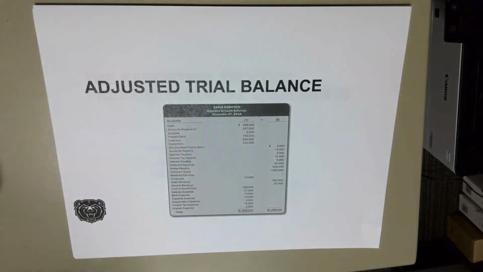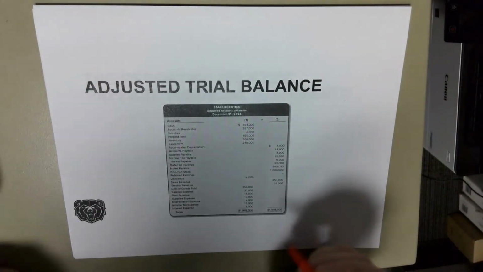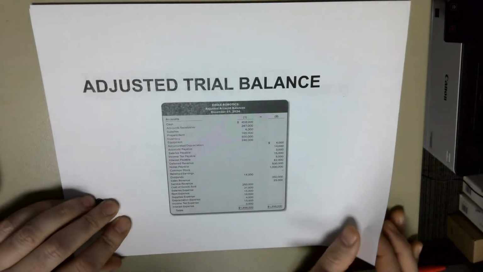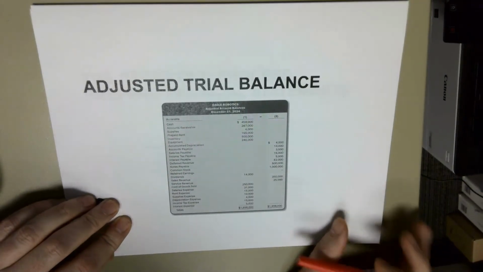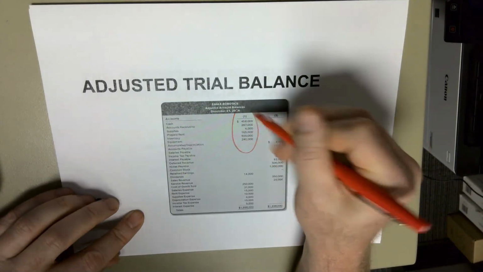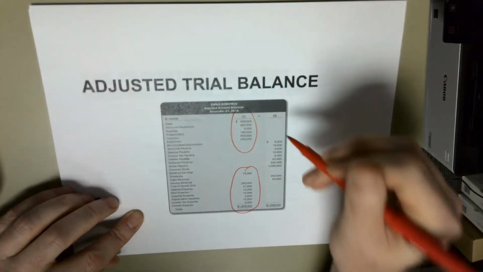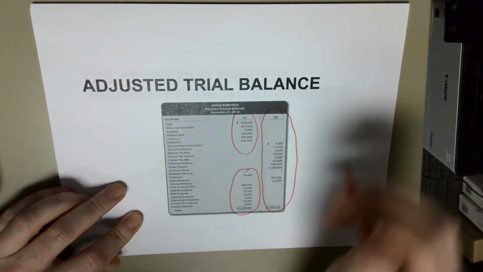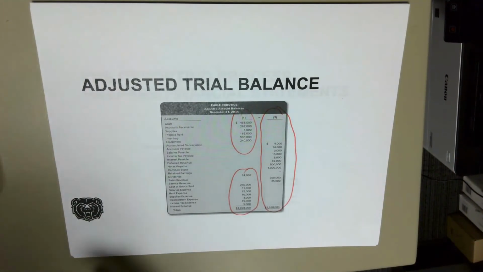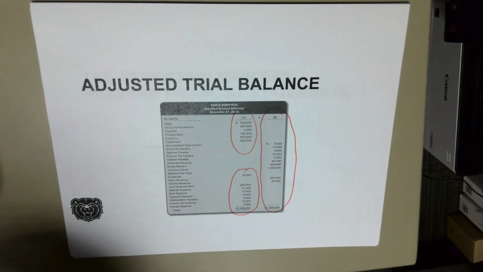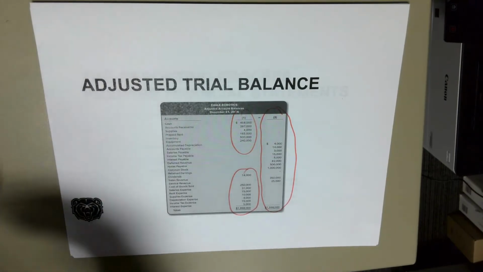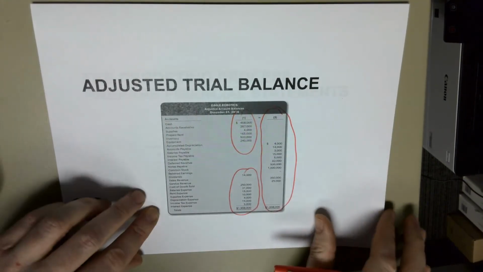So it's going to look like this, and this is what we will use to start creating our adjusted financial statements. This is just an example of what your adjusted trial balance looks like. You'll notice again, we've got anything with a debit normal balance on the left, anything with a credit normal balance on the right. That makes sense, right? Because if it's a debit normal balance, it simply means at the end of the day, its ending balance should be a debit. If it's a credit normal balance, same thing, except its ending balance should be a credit.